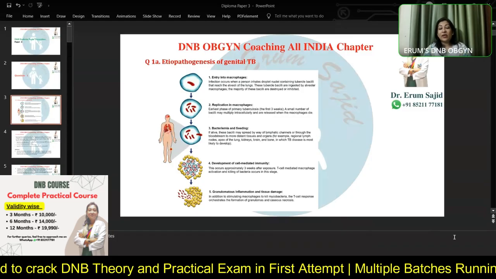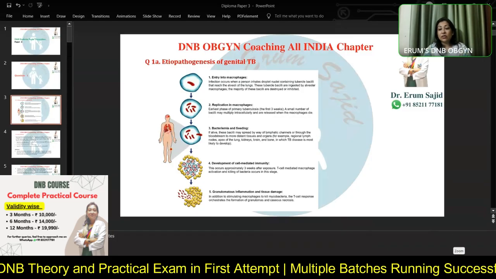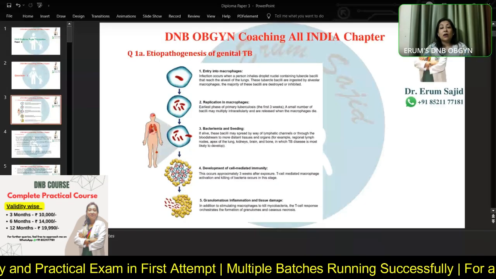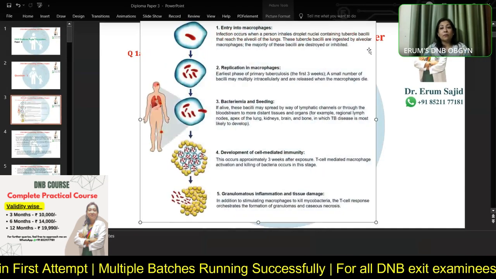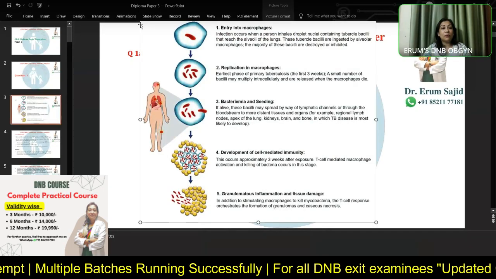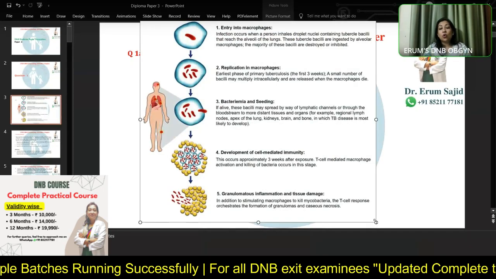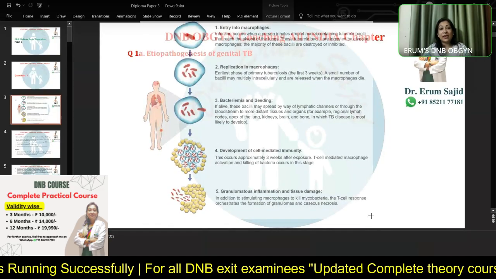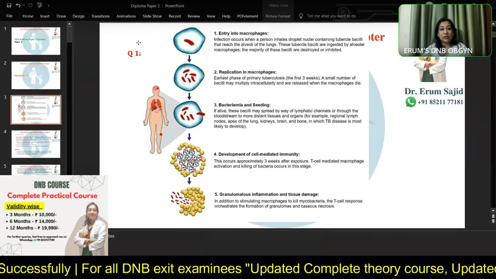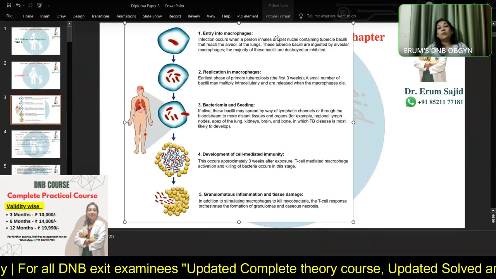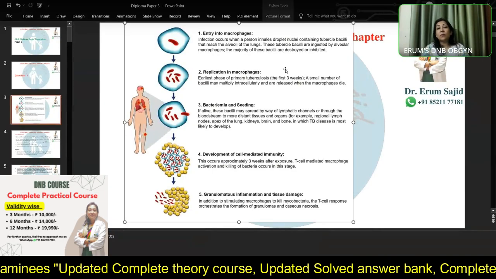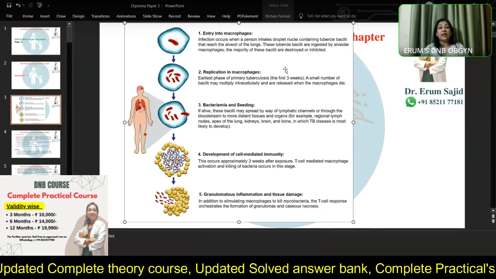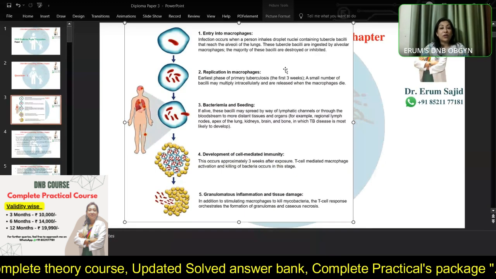Now, when this kind of question comes, this is about etiopathogenesis of tuberculosis. I'll just blow it up for everybody to see, and then I'll put it back in place. So here, what they're trying to ask is how does this TB start? First of all, the infection occurs when a person inhales the droplet nuclei containing the tubercle bacilli, and they reach the alveoli of the lung. This is how it happens.